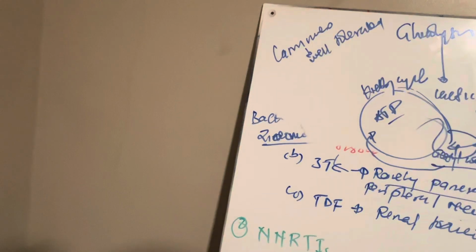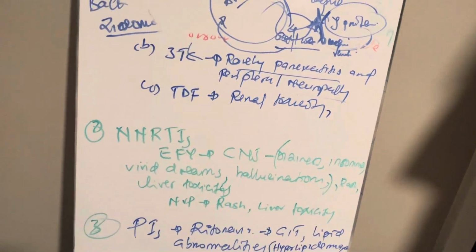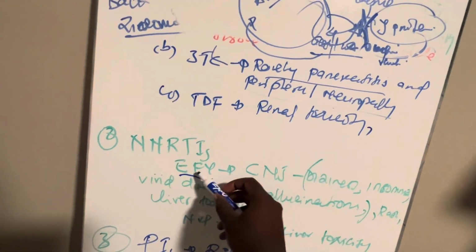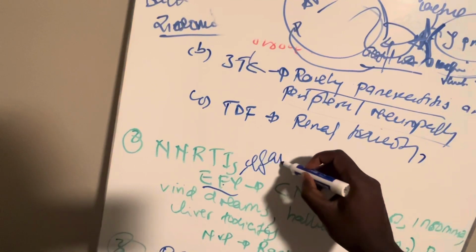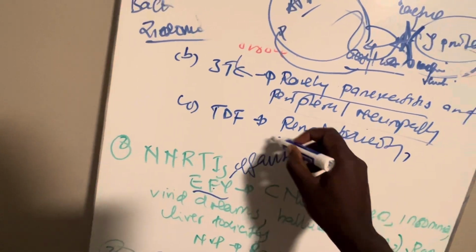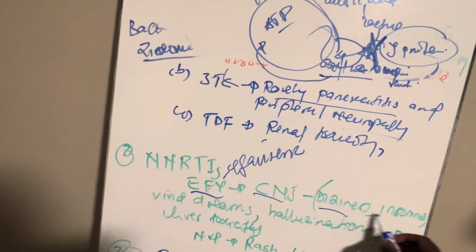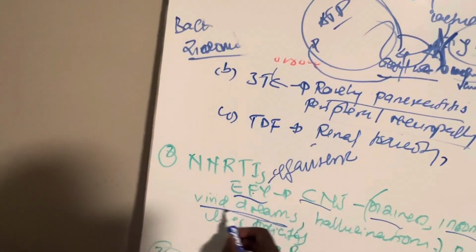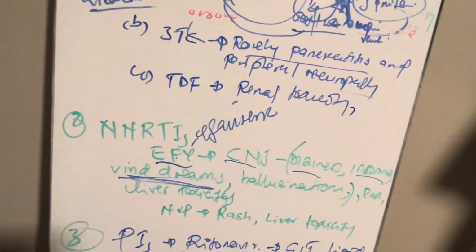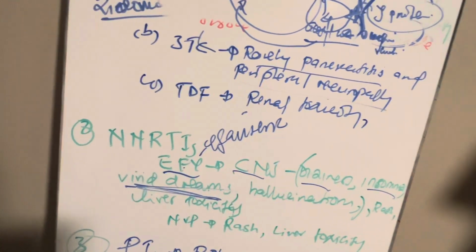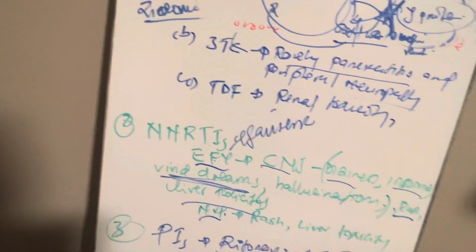And then we have also what you call non-nucleoside reverse transcriptase inhibitors, like efavirenz. EFV is efavirenz. If you're a medical student, it's better you know this abbreviation. Efavirenz usually causes CNS effects: dizziness, insomnia, and vivid dreams. So far in my practice, I've met patients complaining of this: hallucination, rash, liver toxicity.